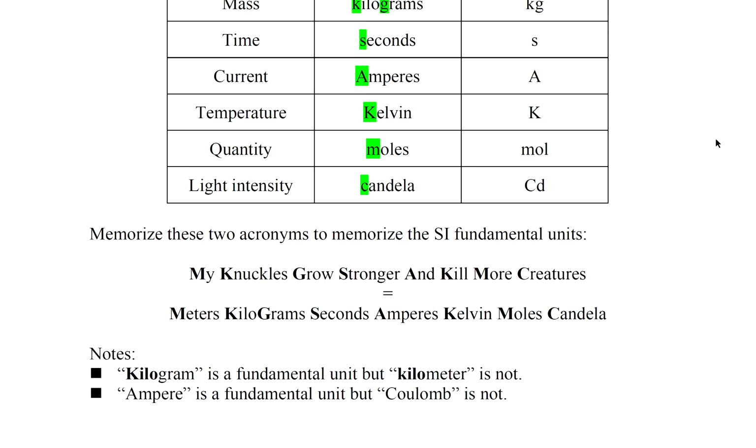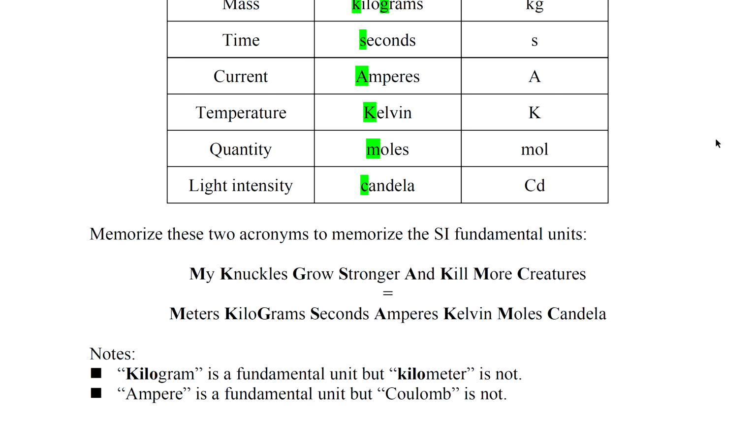So memorize this acronym to memorize the SI fundamental units. My knuckles grow stronger and kill more creatures means meters, kilograms, seconds, amperes, kelvins, moles, candela.